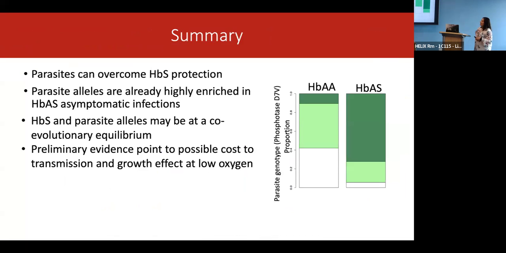Okay, so that's all. We're very much in the process of understanding this, but we think it is a major player in what's going on in this interaction. We think these sickle cell and parasite alleles may be at a coevolutionary equilibrium, that parasites can overcome HbS protection and that we see them already highly enriched in asymptomatic infections.